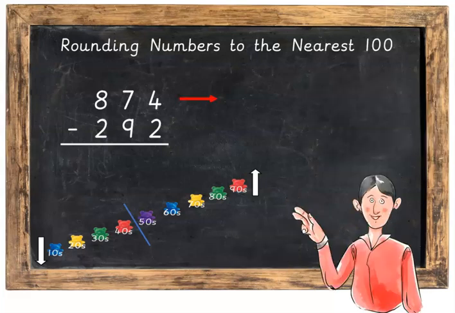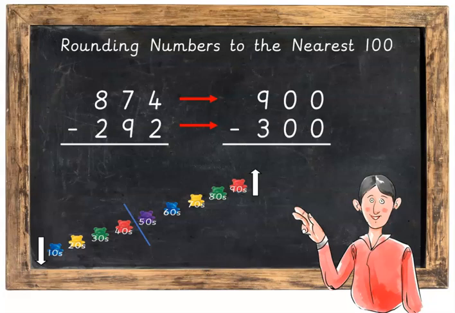Okay, so because the 874 has 7 tens for 74, that's going to get rounded up to the nearest 100, which will be 900. And then the 292 has 9 tens, so that too will get rounded up to the nearest 100, which will be 300. 900 take away 300 will be 600.